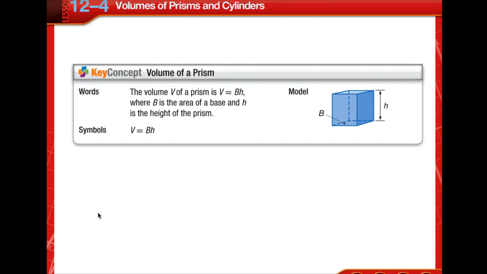Recall that the volume of a solid is the measure of the amount of space the solid encloses. Volume is measured in cubic units. The volume of a prism is found by taking the area of the base times the height.